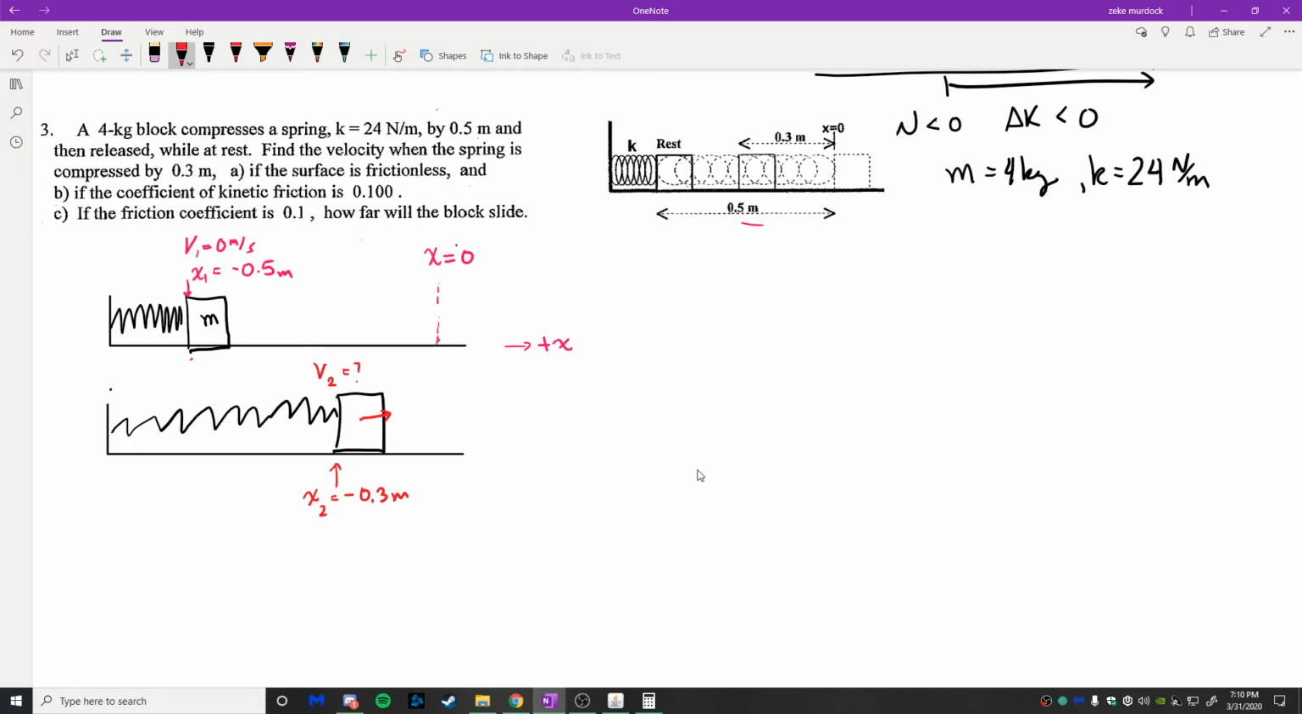It says find the velocity when the spring is compressed by 0.3 meters. A, if the surface is frictionless, B, if et cetera, right? So that first thing, that's what we want to do, is find what is that velocity V2 right there. Does the problem make sense to you guys? Does anyone have any questions?